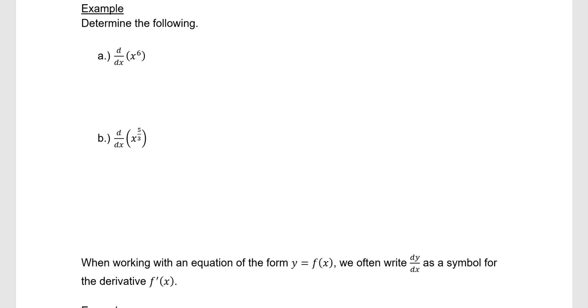Okay, let's determine the following. So we have d dx, and then we have x to the 6. So this means it wants the derivative of x to the 6 with respect to x.